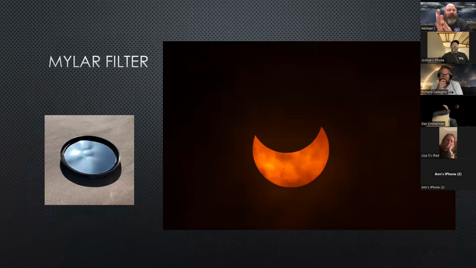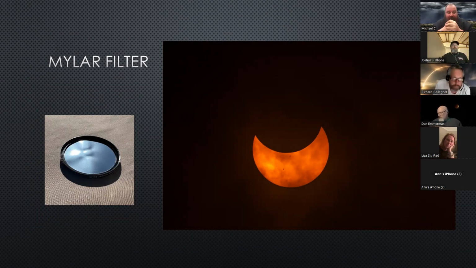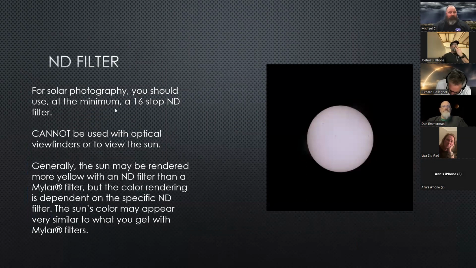So what is a Mylar filter going to give you? What the Mylar filter actually does is it is a white light filter. And you will get an image similar to this one. Now I had some clouds at this point during the eclipse, so that's some of the dark spots, but it gives you just that bright orange color. Neutral density filters are going to give you a similar, but a little bit more washed out color.